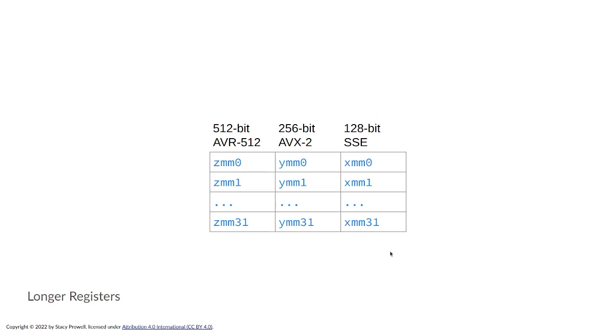This is the evolution again, right? We had 128-bit XMM registers for the SSE extension. We had 256-bit registers for the AVX2 extension, and we ended up with 512-bit registers for the AVX-512 extension, right? Once again, not following any clear pattern in the naming, but following a nice clear pattern in the aliasing.